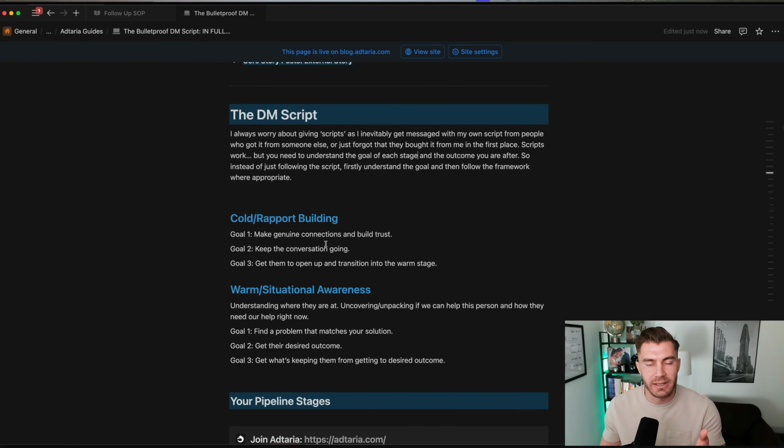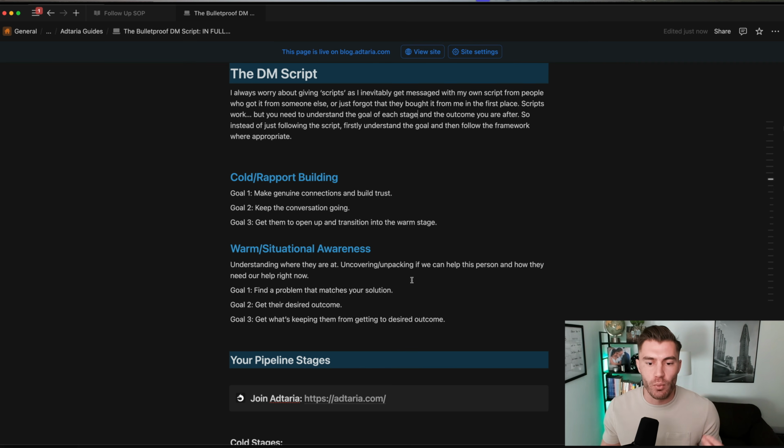So we have 3 stages there: genuine connection, build trust, keep the conversation going, get them to open up and transition into the warm stage. Then we have the warm stage, situational awareness. Understand where they're at, uncovering and unpacking, and whether we can help this person. I really want to make that clear: whether we can help this person.